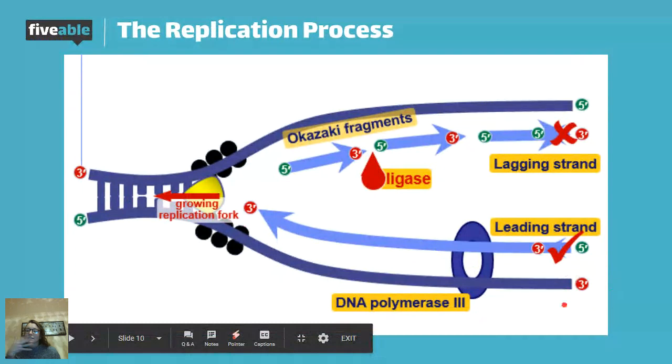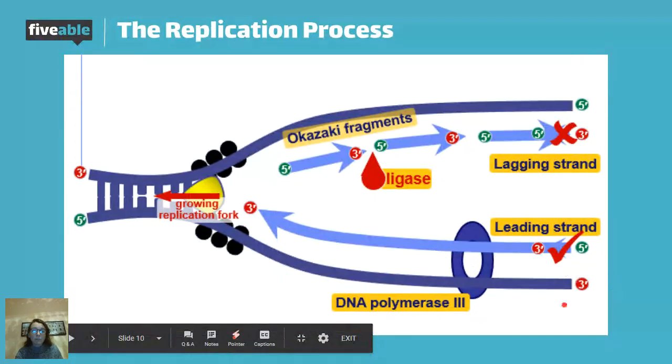Because, and students get this confused all the time, they'll be like, oh, the lagging strand goes in the opposite direction. It goes from 5' to 3'. It doesn't. The reason the lagging strand is a lagging strand is because it still has to go from 3' to 5', right? So again, DNA polymerase can only read from 3' to 5', okay?